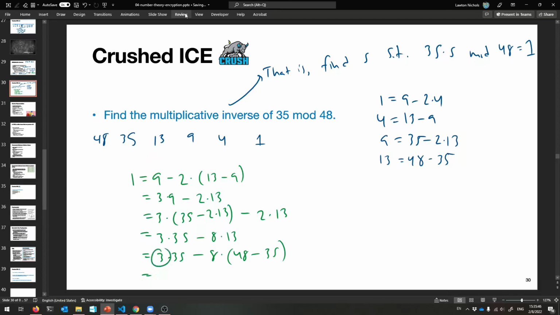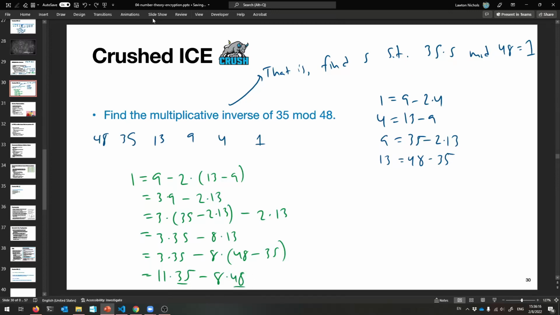So I have 3 over here and -8 over here, so that's negative, positive 8 35s, 9, 10, 11, okay, total. 11 35s. This is what a calculator's for, right? And then we want to subtract 8 48s from that. Okay? So finally, I have something in terms of 35 and 48 that equals 1.